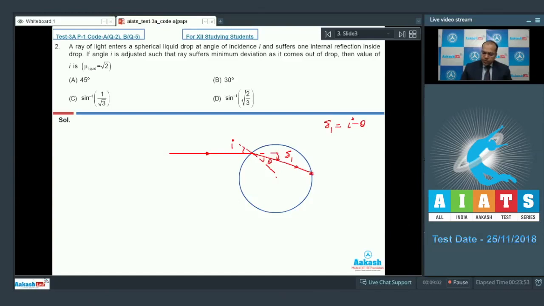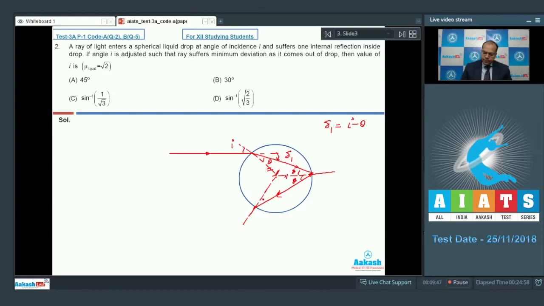When the ray is incident at this point and total reflection occurs at this point, then if I draw the normal at this point, this angle is also theta because these two lengths are the same. From the same concept, I can say that this ray gets reflected at this point, and then this angle is also theta, and when the ray reaches here, then it comes out of the liquid drop. Then the angle of incidence, when the ray is incident at this point, this is the normal drawn.